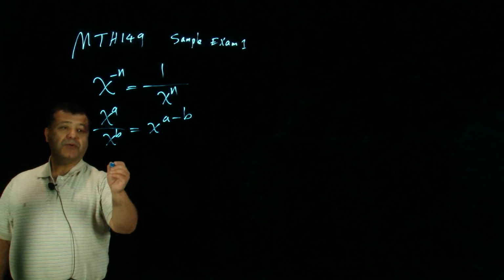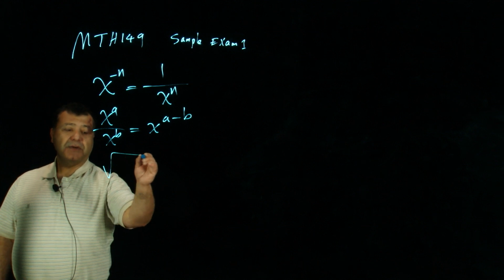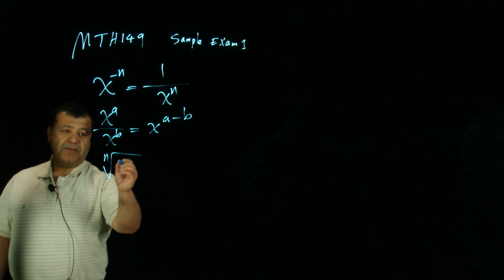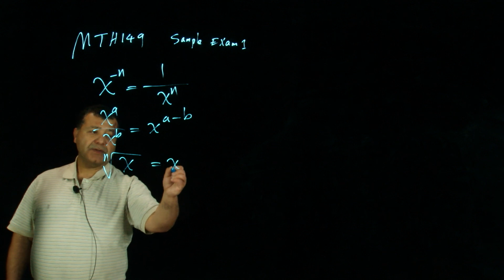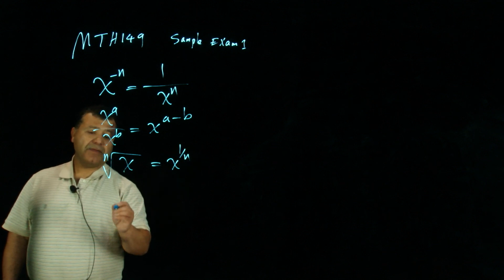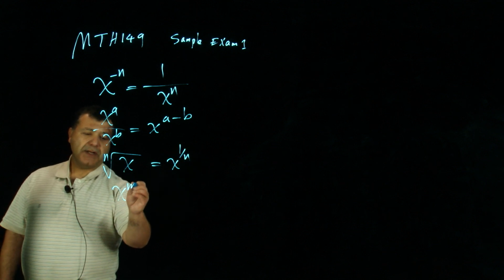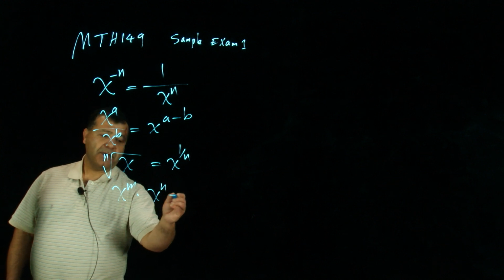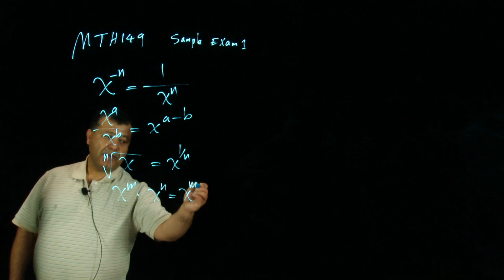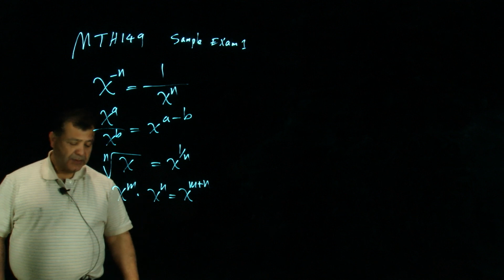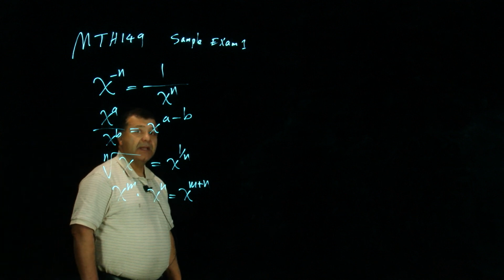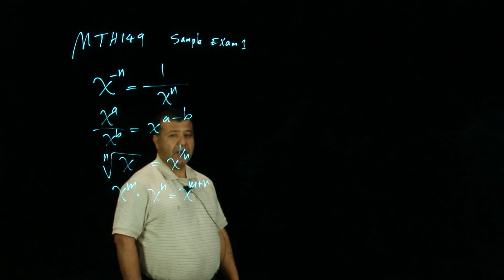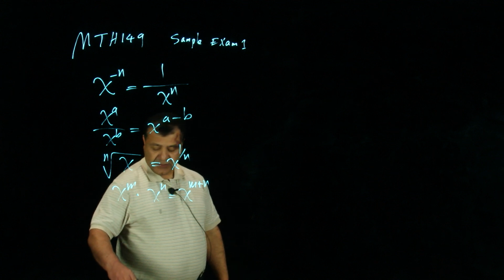And then also you're going to need the root. If you have the square root of x, that's x to the 1/2. Also, you're going to need the power rule of exponent as well when we multiply the exponent. And then later on, we're going to talk about the different things that you need for derivative.